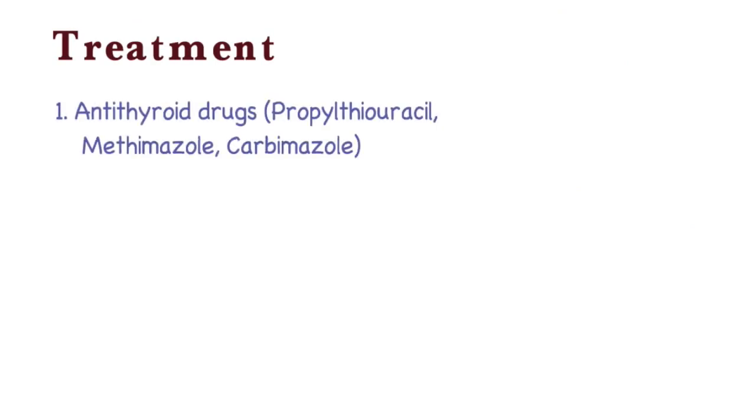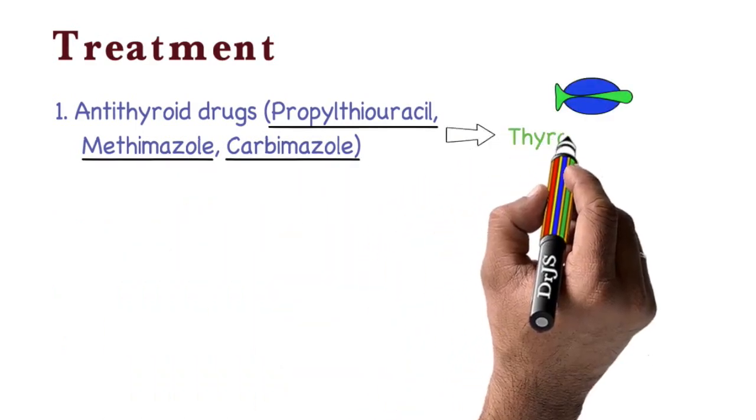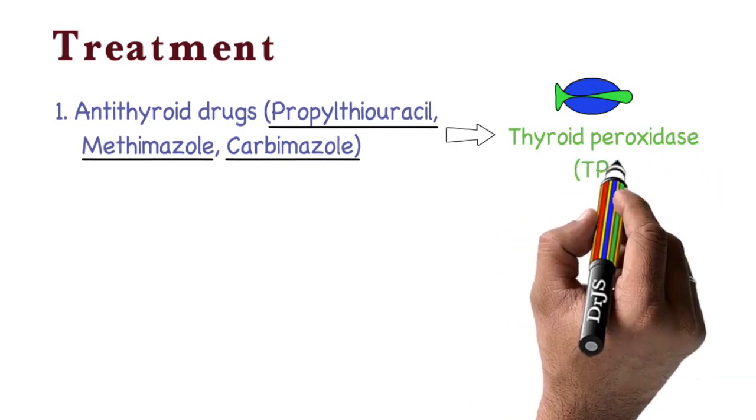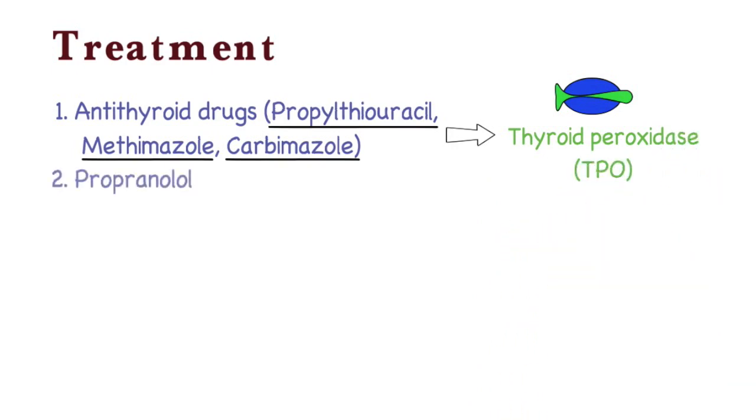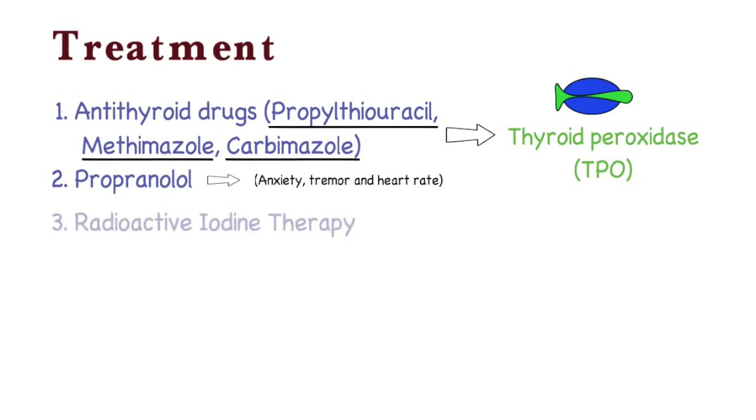Treatment. Antithyroid drugs like propylthiouracil, methimazole and carbimazole inhibit the functions of the thyroid peroxidase enzyme, which is present on the luminal surface of the follicular cell. Propranolol is a beta-adrenergic receptor blocker, which is used to overcome the adrenergic symptoms like anxiety, tremors, and increased heart rate. Radioactive iodine therapy causes reduced thyroid gland function by destroying its tissue. Subtotal thyroidectomy is reserved for advanced cases in which part of the thyroid gland is removed.